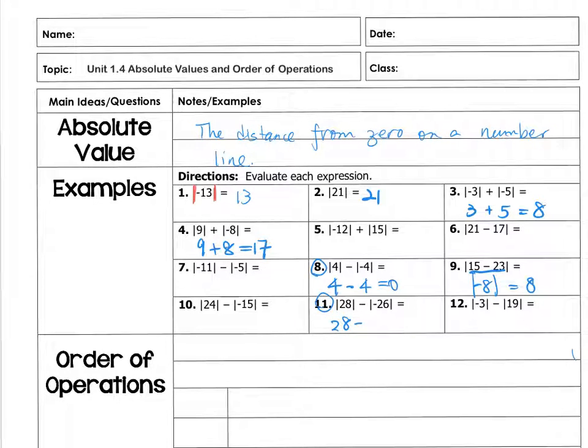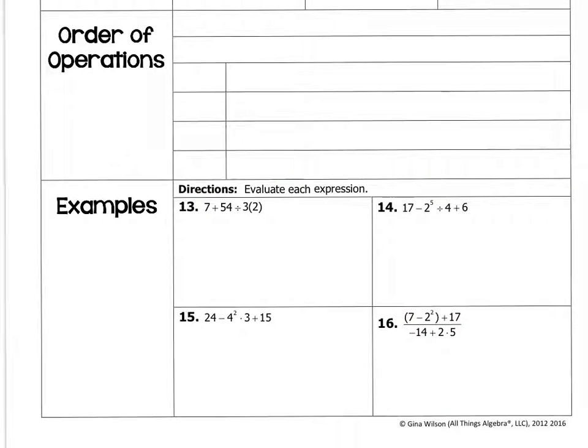So number 11, again, 28, absolute value is still 28. I keep the operation. Absolute value of negative 26 becomes positive 26. So my final answer is 2. Okay, you can fill in the rest of the blanks by using the exact same method. Again, when you take the absolute value, the final answer is either 0 or the positive value.